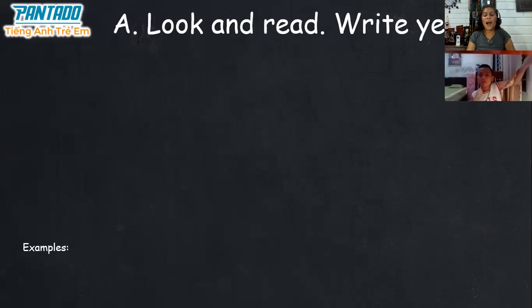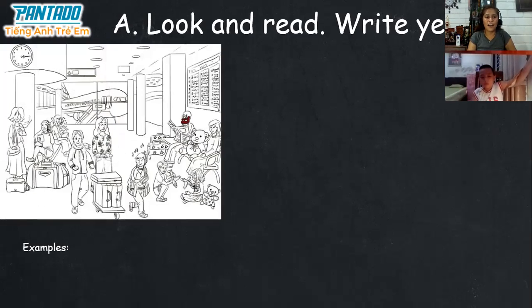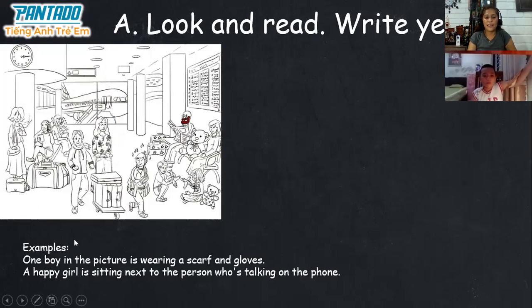Now, next one, you will have to look and read. Again, you will have to look and read. Yes or no? A. Oh, it's an airplane again. Okay. Example. One boy in the picture is wearing a scarf and a glove. Yes or no? Scarf and a glove. No. Okay, let us see. Oh, yes.